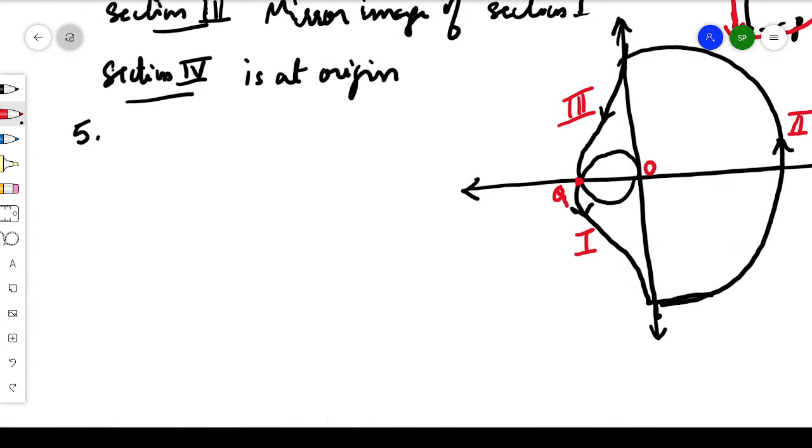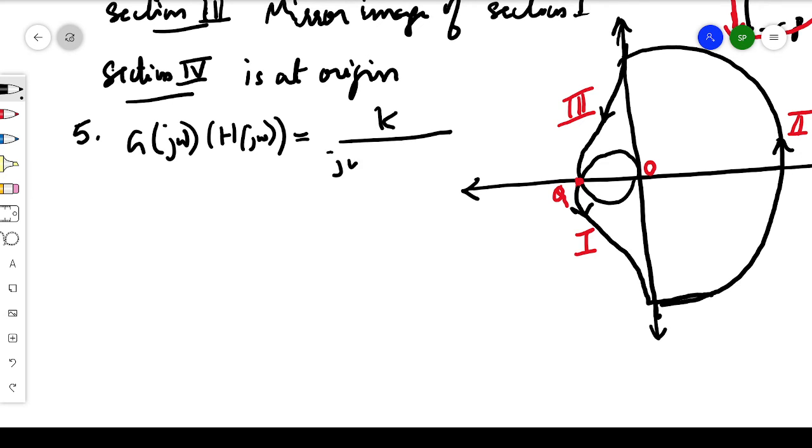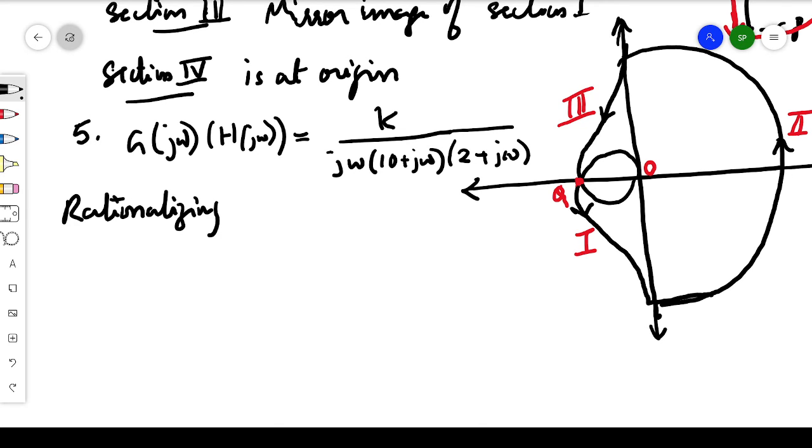For equating the imaginary part to 0, we need to rationalize the equation. We already have G(jω)H(jω). That transfer function we can rationalize so that we can separate the real and imaginary parts. It is K by jω into (10 + jω) into (2 + jω), as given in the question. We rationalize because we want to equate the imaginary part to 0 so that we can find the point Q. For rationalizing, we multiply and divide by the complex conjugate of that factor.